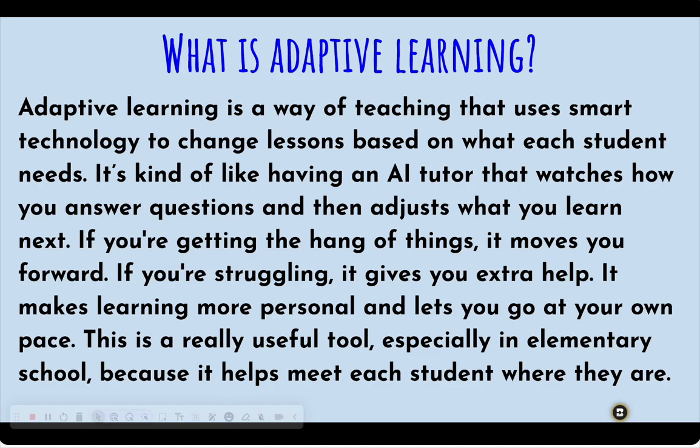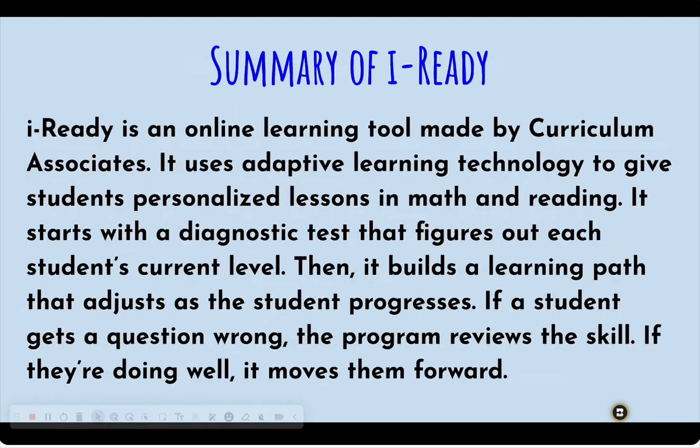Adaptive learning is a way of teaching that uses smart technology to change lessons based on what each student needs. It's kind of like having an AI tutor that watches how you answer questions and then adjusts what you learn next. If you're getting the hang of things, it moves you forward. If you're struggling, it gives you extra help. It makes learning more personal and lets you go at your own pace. This is a really useful tool, especially in elementary school, because it helps meet each student where they are.